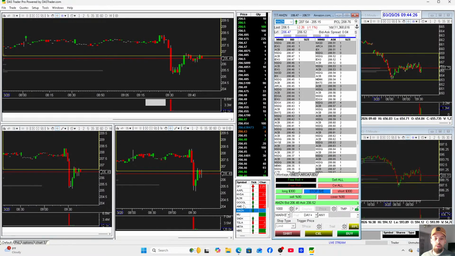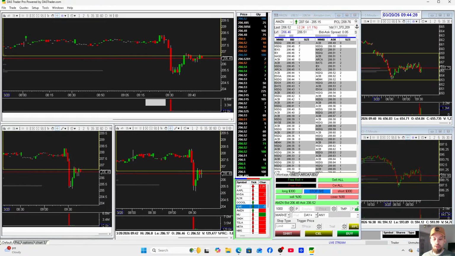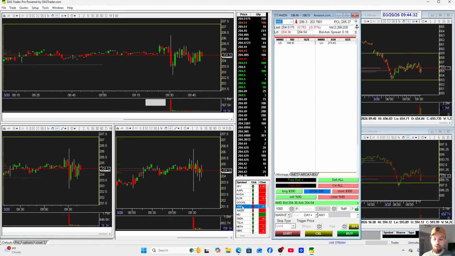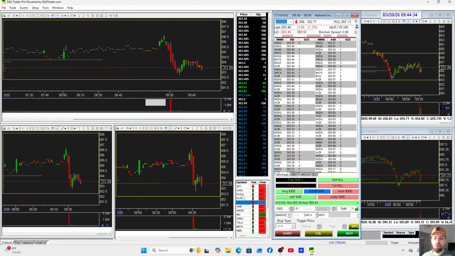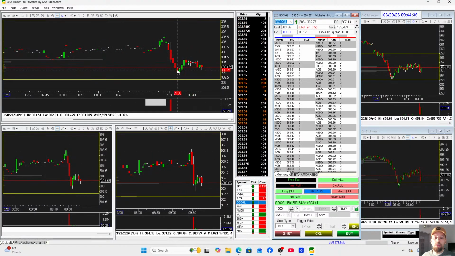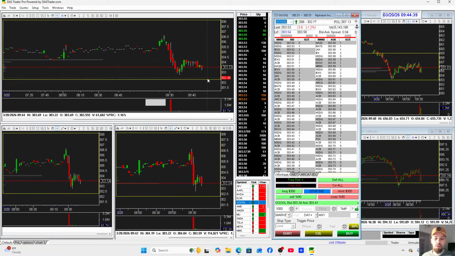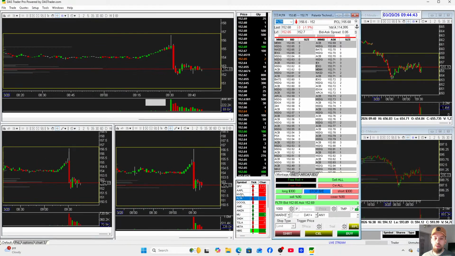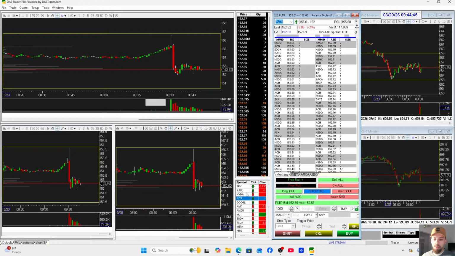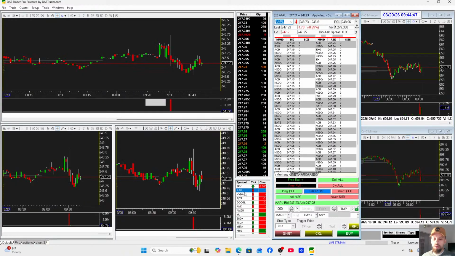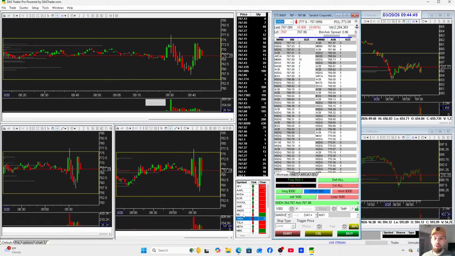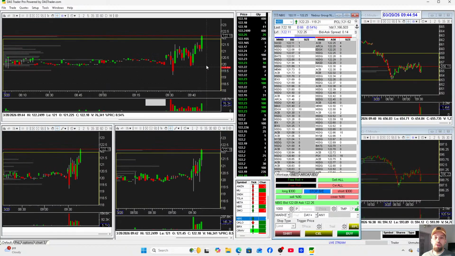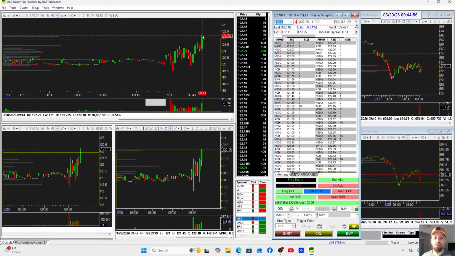Man, that volume on Amazon, kind of crazy. Can't even see the other candles on the 1 minute. Google, a bit of a double bottom here. SanDisk making a wedge. NBIS, okay, look at this, NBIS.